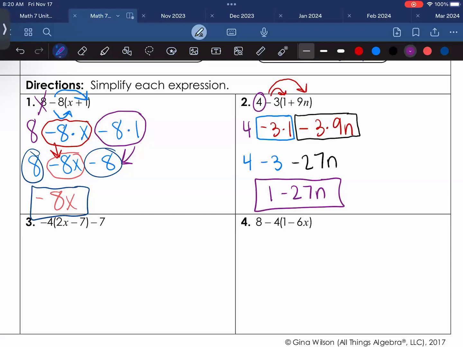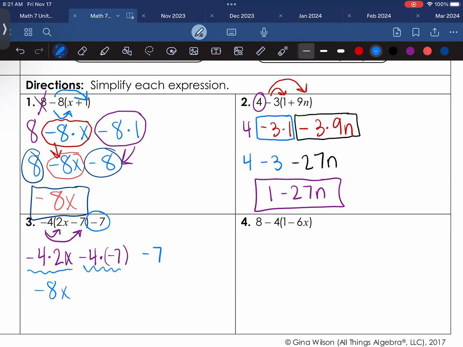So number 3, first distribute. So we have -4 times 2x, and we have -4 times -7. Now I don't need to touch this -7 at the end yet. That's not part of it. That's just subtraction at the end. So we wait on that part. All right, -4 times 2x. I just do -4 times 2 and I get -8. Reattach the x. -4 times -7. That gets me a +28. And then just bring down my -7.